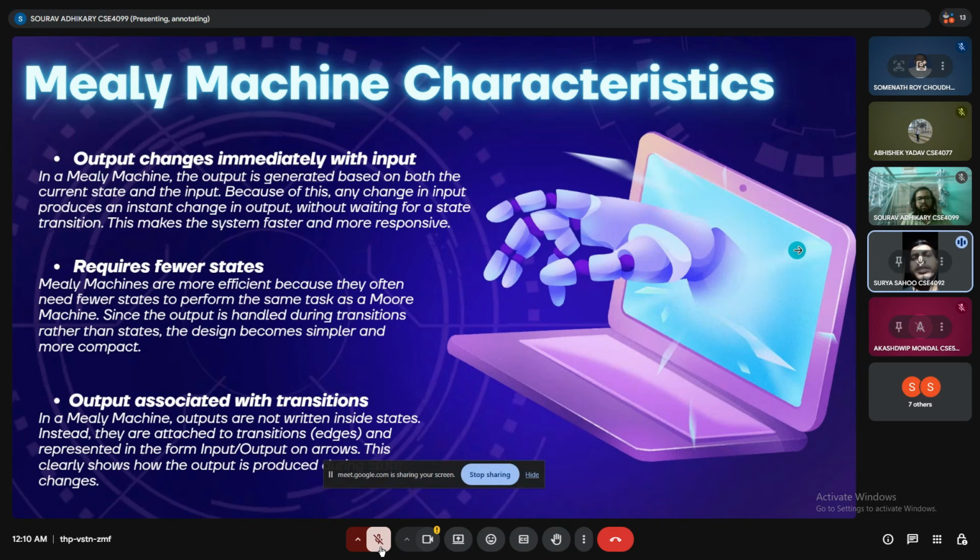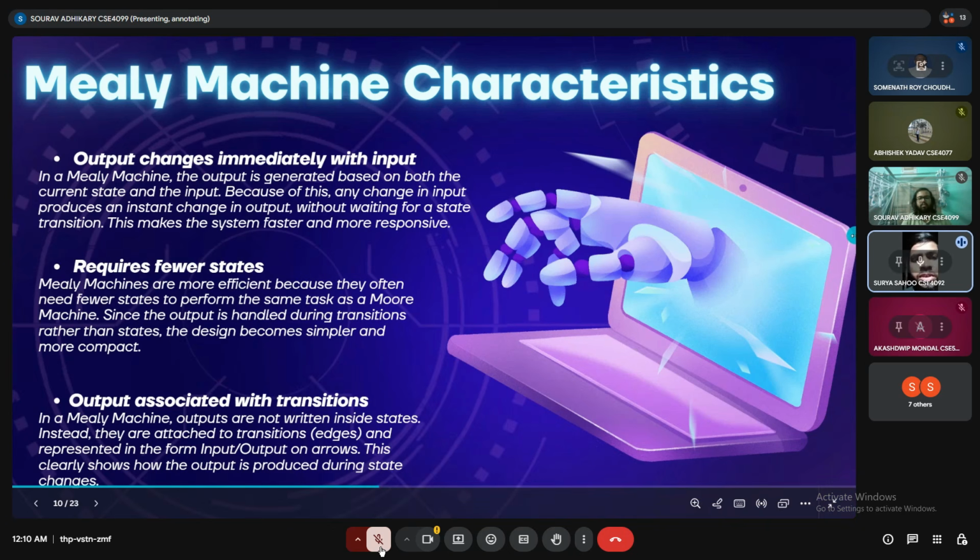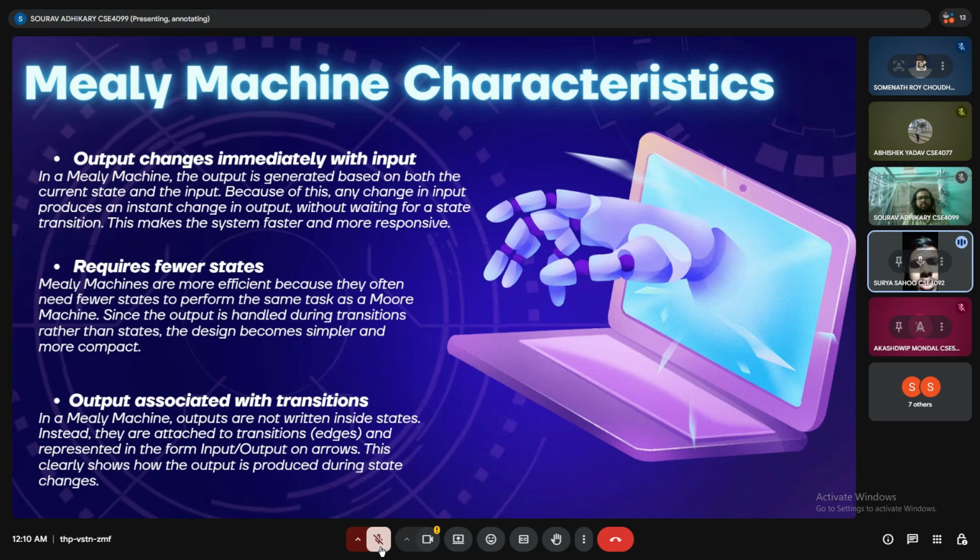Now here we discuss the Mealy machine characteristics. The characteristic is that the output changes immediately with input. In a Mealy machine, the output is generated based on both the current state and the input. Because of this, any change in input produces an instant change in output without waiting for a state transition, and this makes the system faster and more responsive.